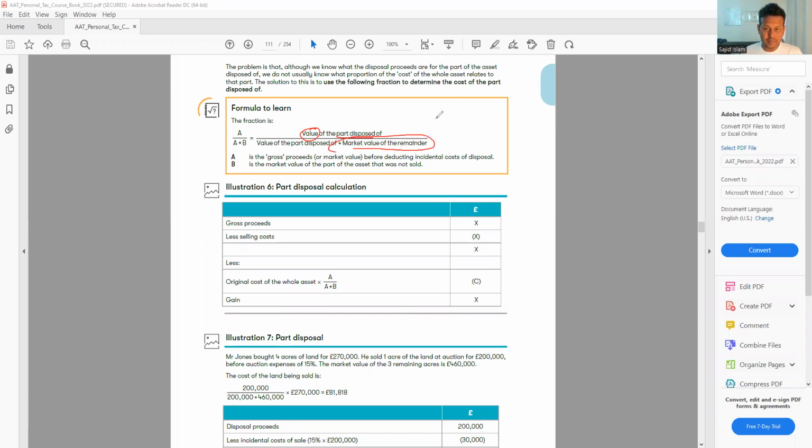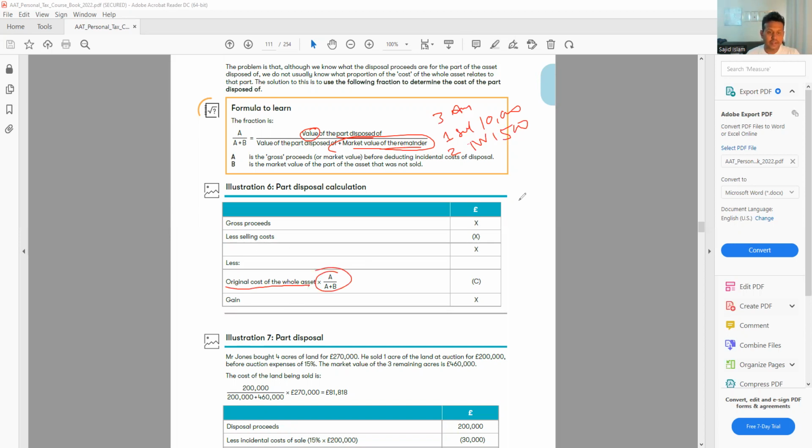So for example, if you have 3 acres, let's say 1 acre you sold for 10,000. So A means 10,000, and the 2 acres remaining, let's say the market value is 15,000. So it will be 10 on the top and 10 plus 15, the market value of the remainder. And after that, you have to multiply with the original cost, using this formula.